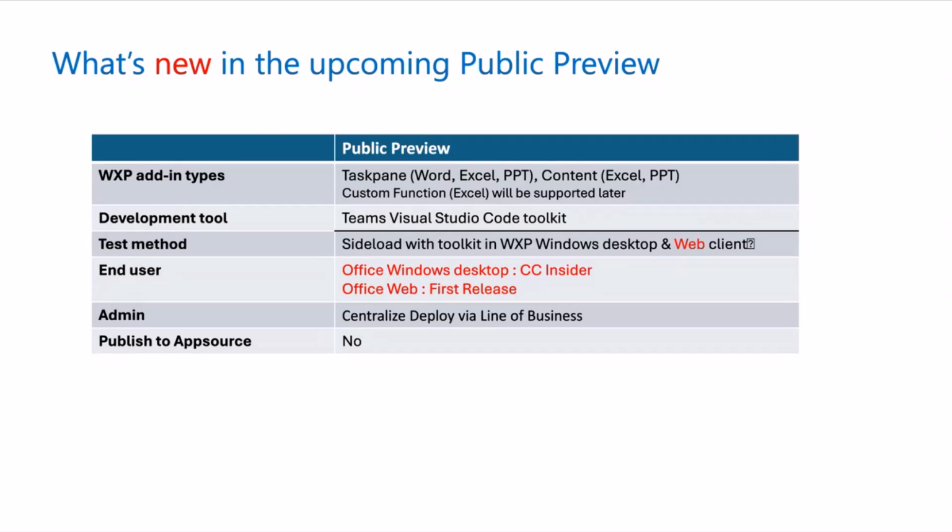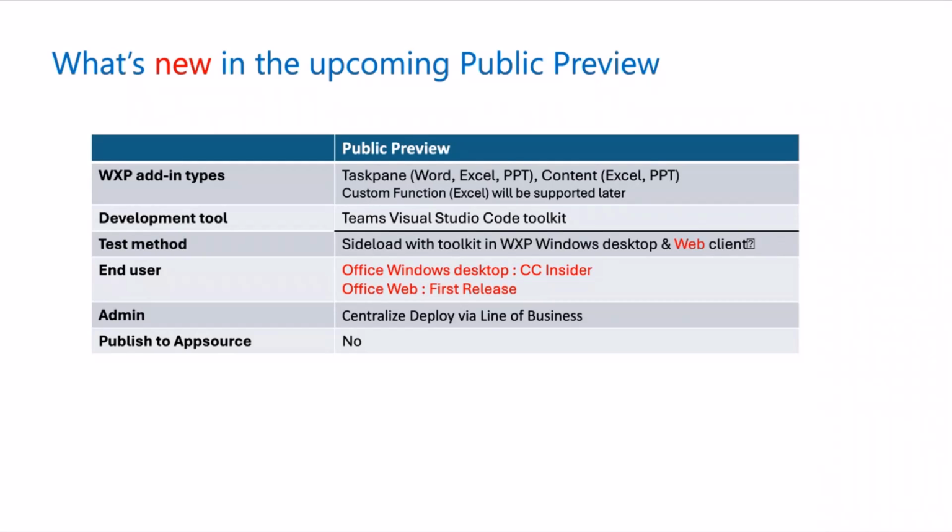At the beginning of the public preview, we will start with task pane and content, and custom functions will be supported later. We will still provide the toolkit that will help you get started with development or convert your existing XML solution to the JSON unified manifest. Also with this public preview, we will provide testing not only on desktop but also on web clients. And what's more important is for your end users.